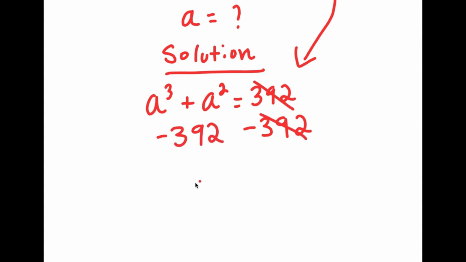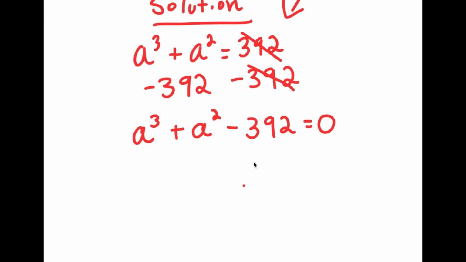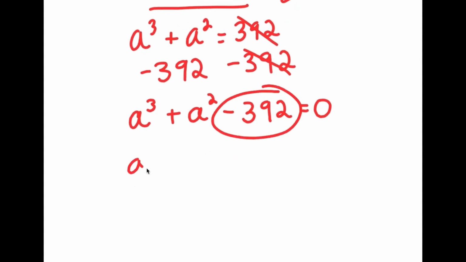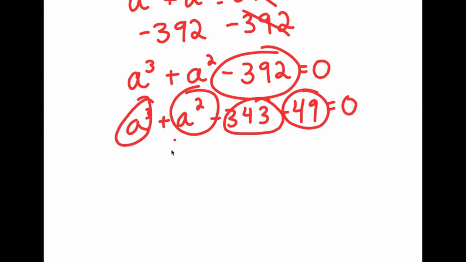So then these two cancel out, and this turns into a to the power of 3 plus a squared minus 392 is equal to 0. Now from here, I can rewrite negative 392 as negative 343 minus 49. And the reason I did this was because 343 is something cubed, and 49 is something squared.